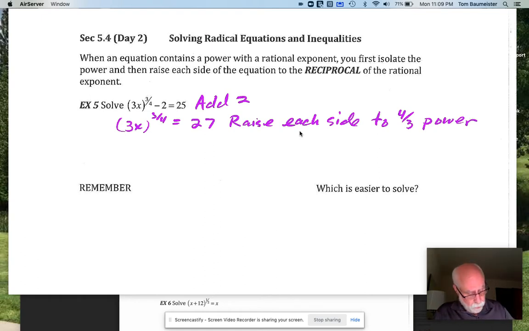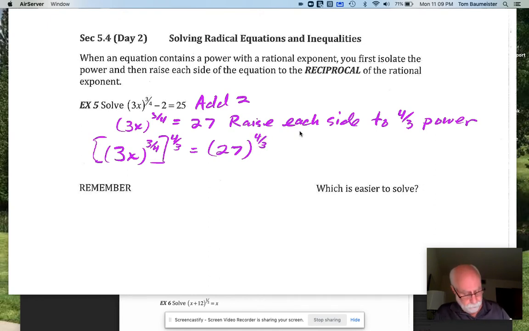All right, so I'll write that down here for you. So we're going to say (3x) raised to the 3/4 power, and we're going to raise that to the 4/3 power. And we're going to take that 27, we're also going to raise that to the 4/3 power. Okay, so now we're going to simplify.